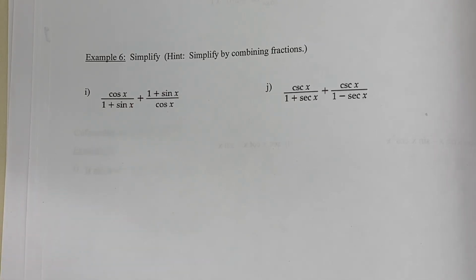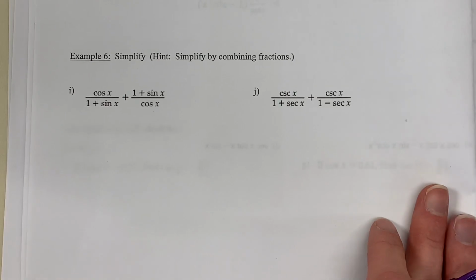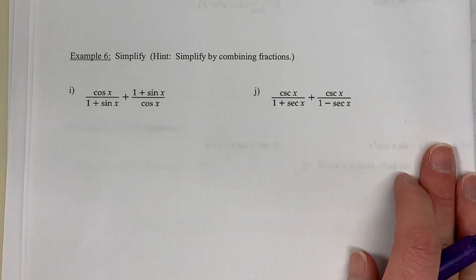Today we're going to continue the second part of Chapter 5, Section 1, which is simplifying trigonometric expressions. So I'm going to begin with example number 6. It says simplify. Hint, simplify by combining fractions.